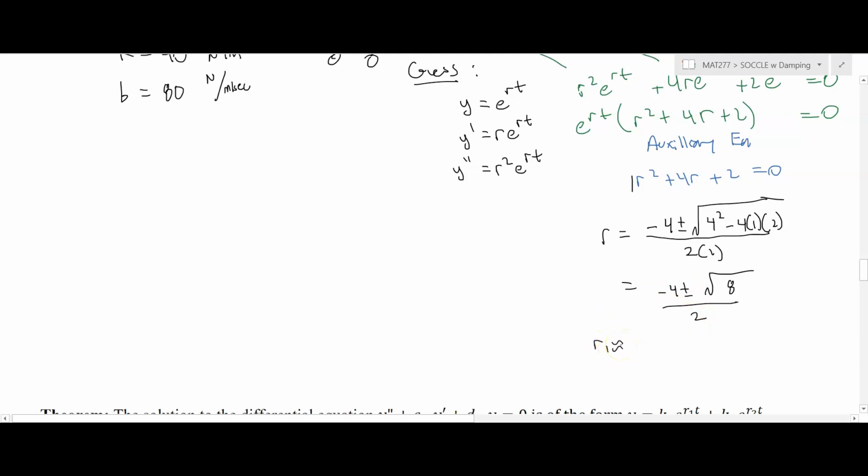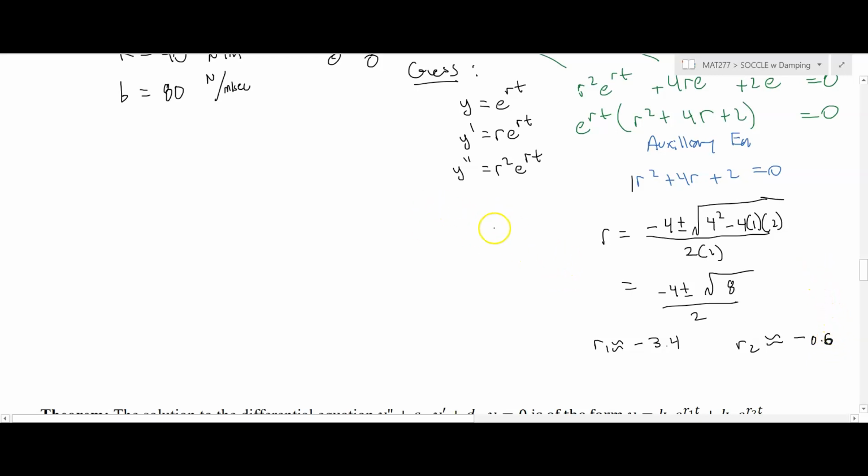We're going to give them in approximate form. Mainly the reason we do this is because it's just easier to work with, and we're not having to be super precise to, let's say, 10 or 15 decimal places. So we'll say it's about negative 3.4. And r2, so that's going to be negative 4 minus the square root of 8 over 2. And negative 4 plus the square root of 8 over 2 will give me about negative 0.6.